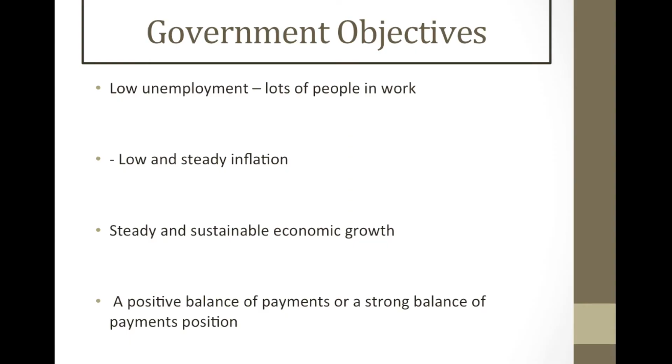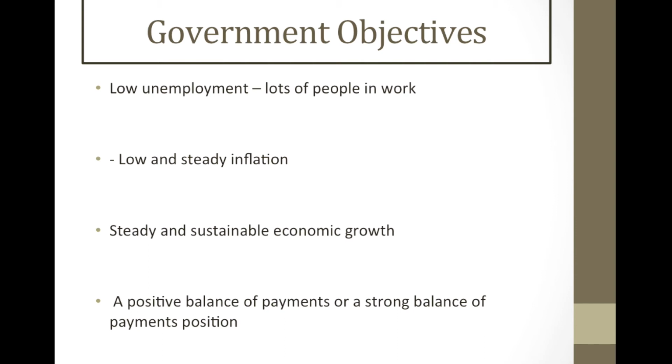Finally, the government objective. And as we said, the main one they're looking at is probably growth, and particularly how that growth and performance of the economy shows how well we are doing. But if we look at the main objectives, we want low unemployment, so you want lots of people in work. You need to make sure that you have low and steady inflation. You don't want prices rising too high, and you don't want to suffer a period of deflation, because people will hold back purchases, and that's not good for the economy.